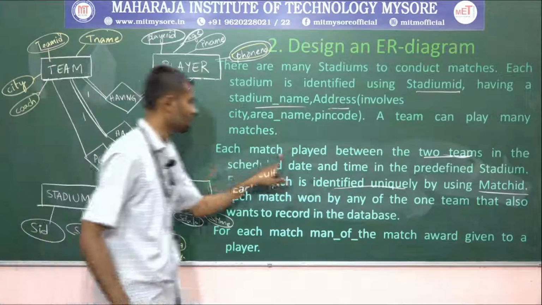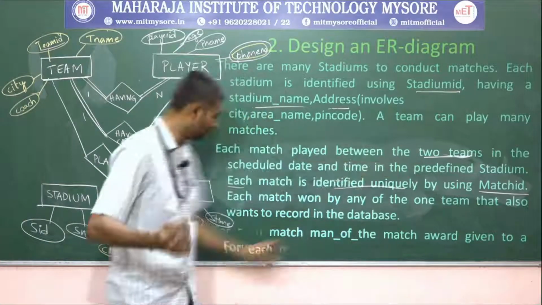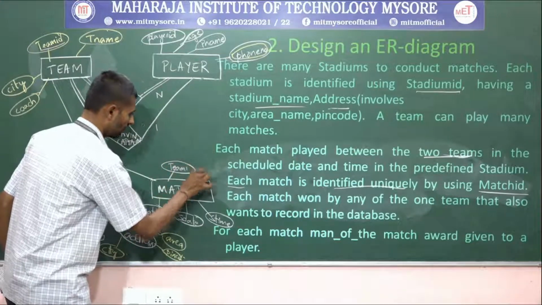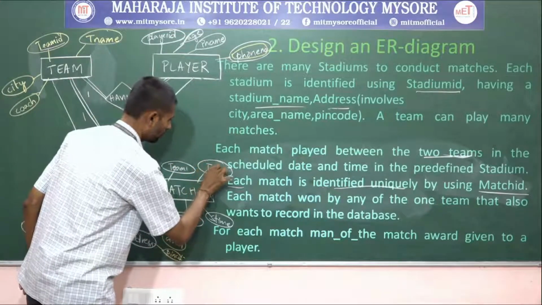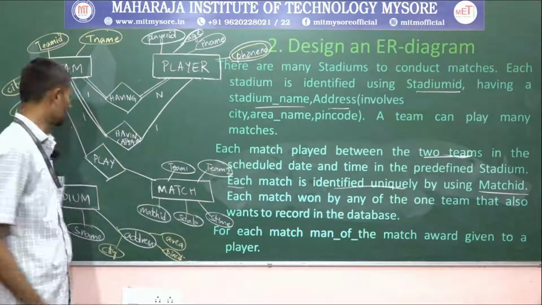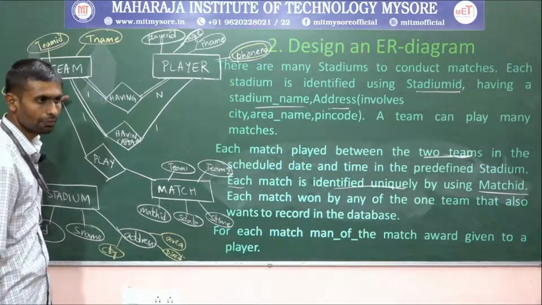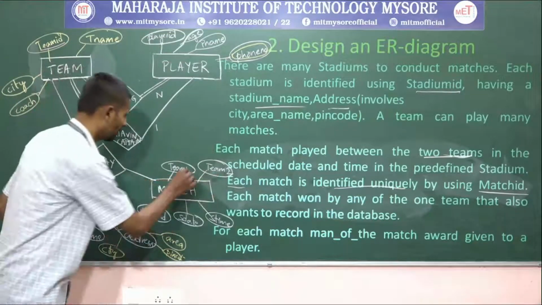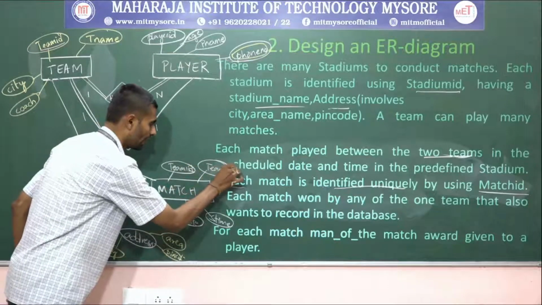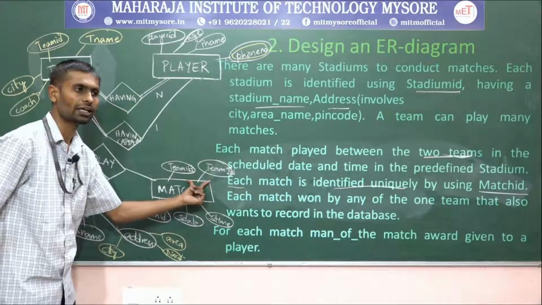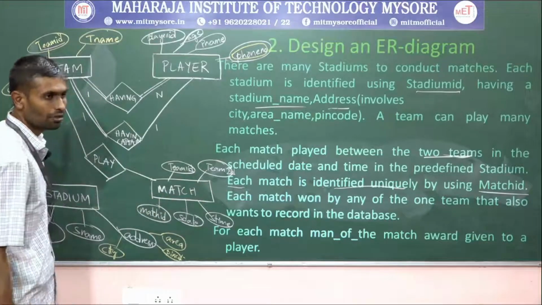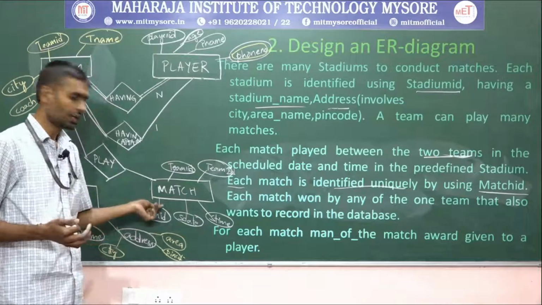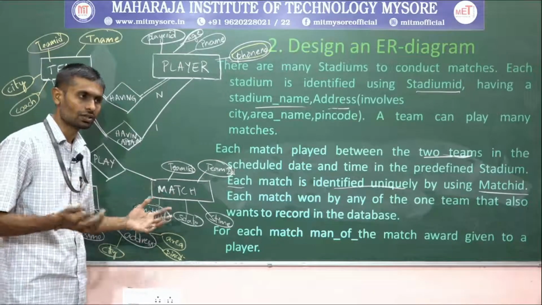Team can play what? Each match played between the 2 teams. If required, you can record team 1 and team 2. But in a few cases, since team is an entity type, and once it is connected with a match, where team 1 ID and team 2 ID, actually these 2 are the team IDs which are present in the team table. So automatically these 2 become the attributes of this match that we can construct.